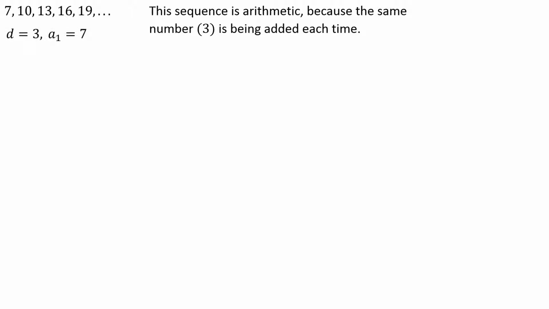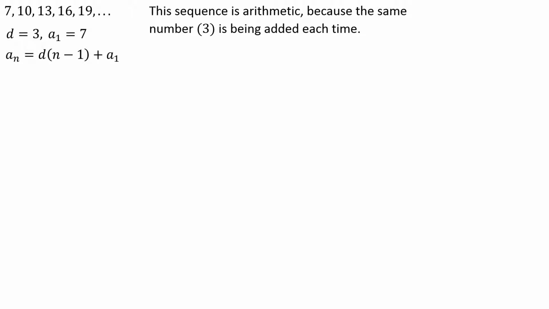So d is 3. That's my common difference. Right? 10 subtract 7 is 3. 13 subtract 10 is 3. 16 subtract 13 is 3, etc. And of course, the first number in the list is 7, so we say that a sub 1 is 7.